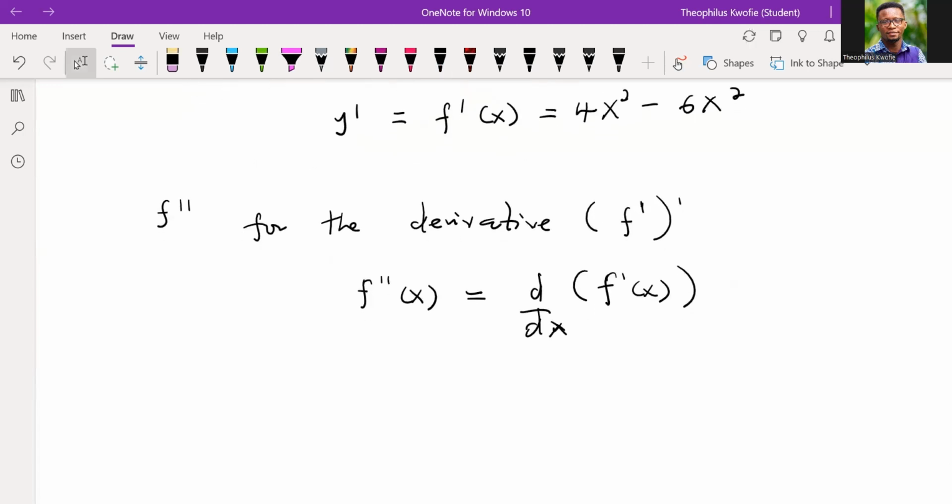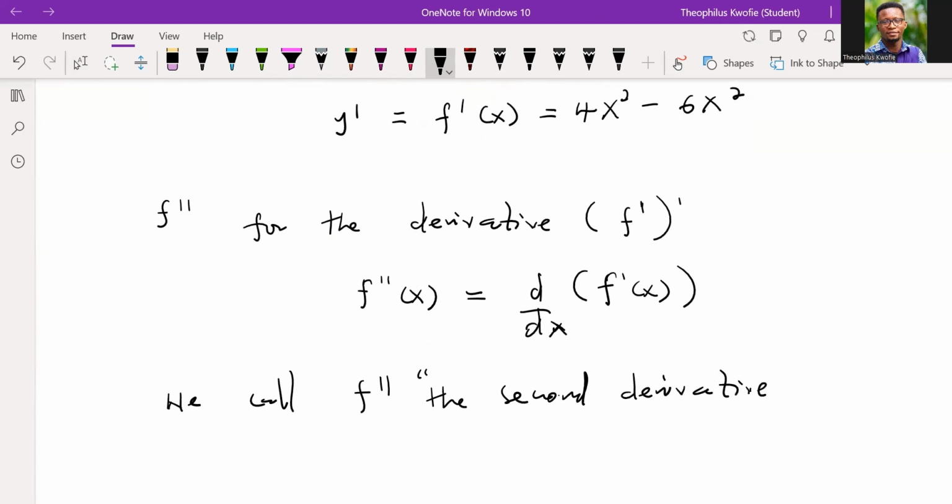And so we call f prime prime the second derivative. So I want us to take note: the second derivative of f.